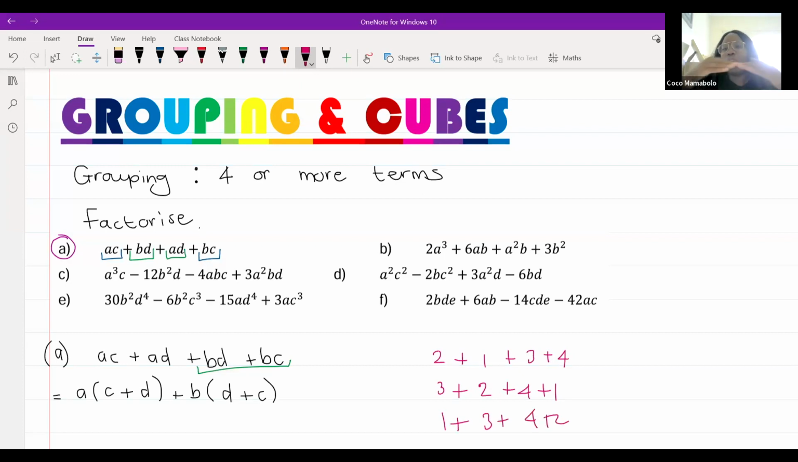The order in which we add things doesn't matter. We're going to get the exact same answer. I hope you guys are with me there. So it doesn't matter whether the C plus D comes first or if D plus C comes first.